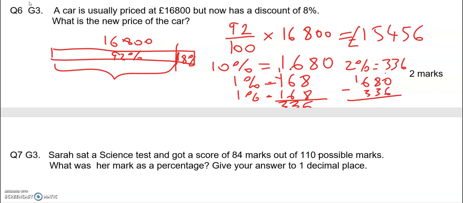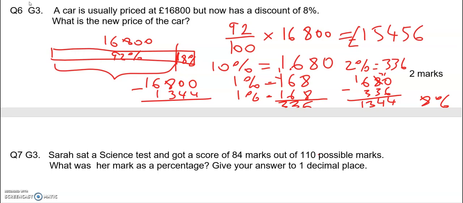That gives us 4 here. 7 take away 3 is 4. 6 take away 3 is 3. And then 1. So that is the 8%. Now, to get the 92% that are remaining, we get 16,800. Take away 1,344.